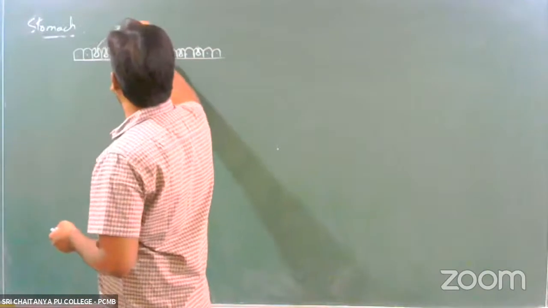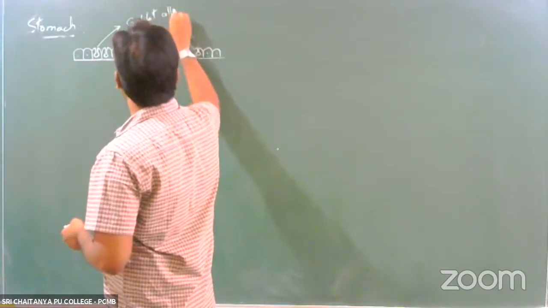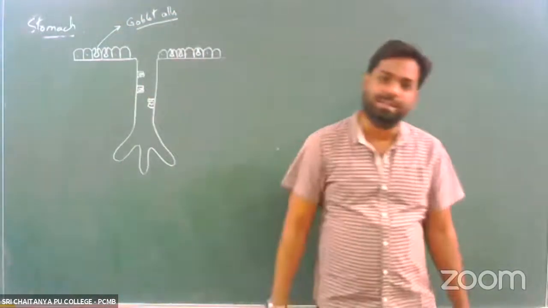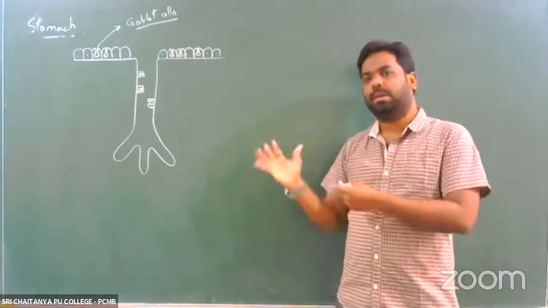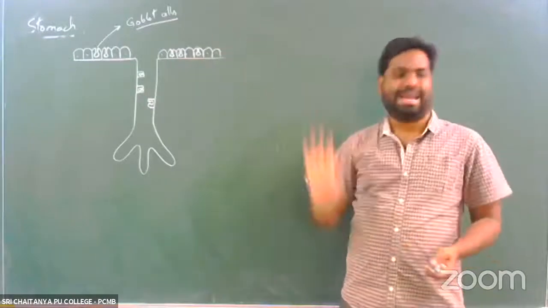And the cell we have written down here would be the goblet cells. So this is the first type of cell we have, which is called the goblet cells. And we know what the role of goblet cells is. Goblet cells are nothing but mucus secreting cells, which are present throughout the gastric gland.